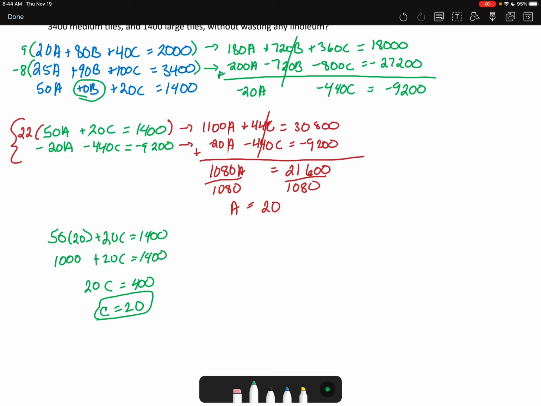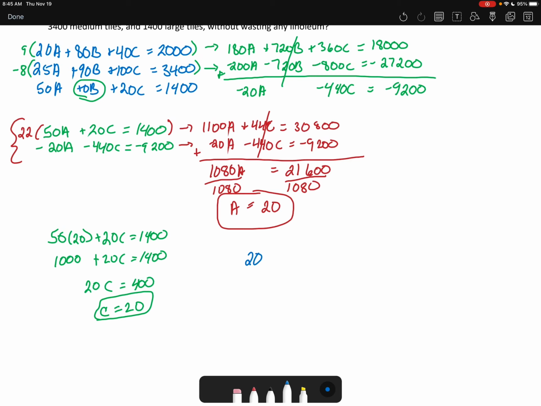So we have a 20 of the C pattern, 20 of the A pattern, and now we need to go up and find B. So we have to use one of the first two equations because the third equation doesn't have any B's in it anyway. I'm just going to choose the very top equation.